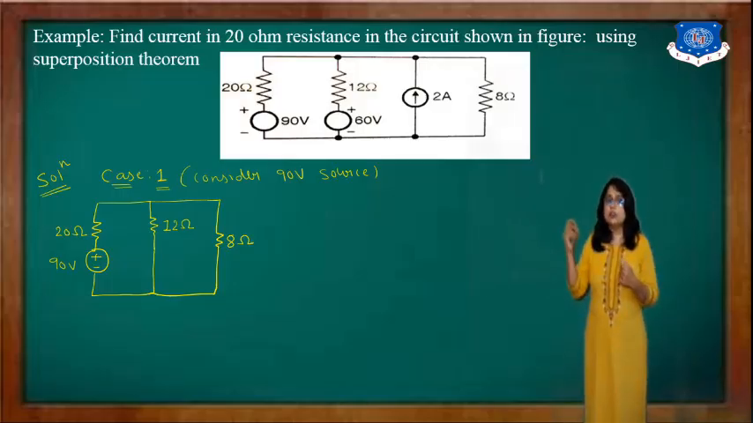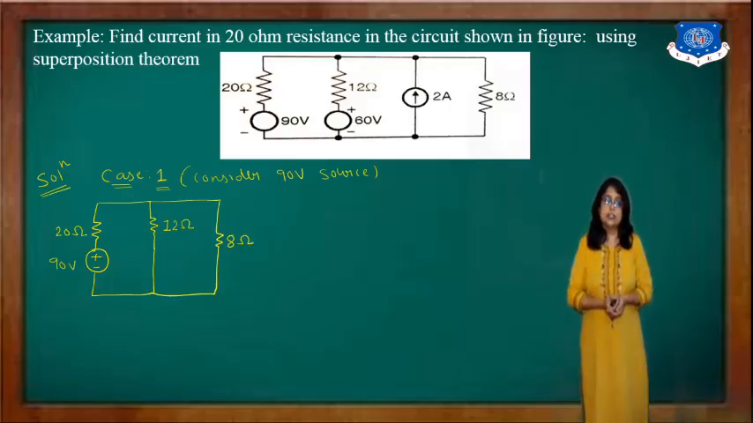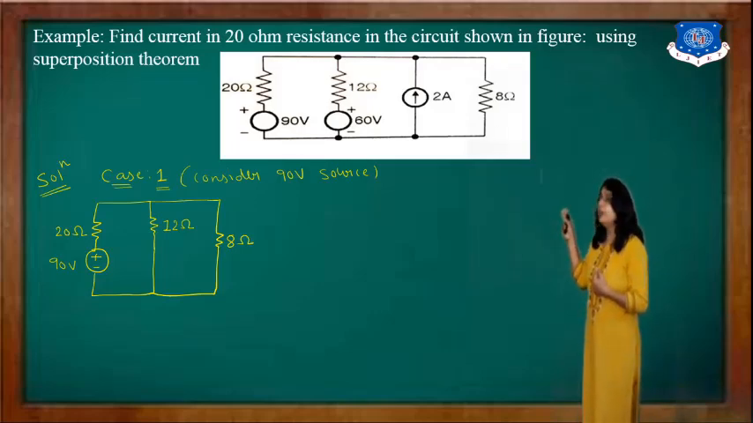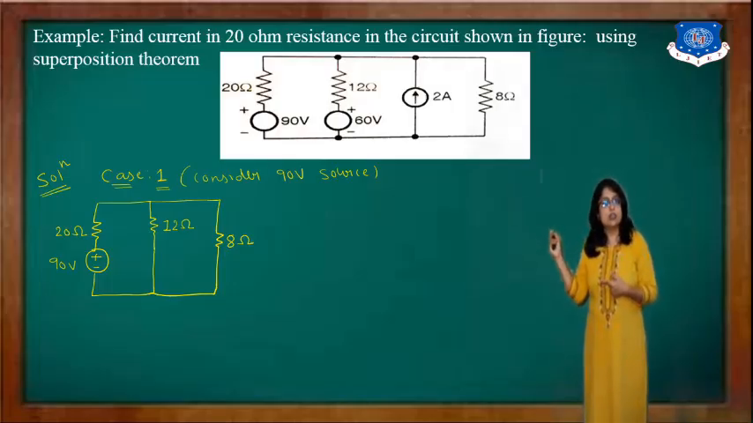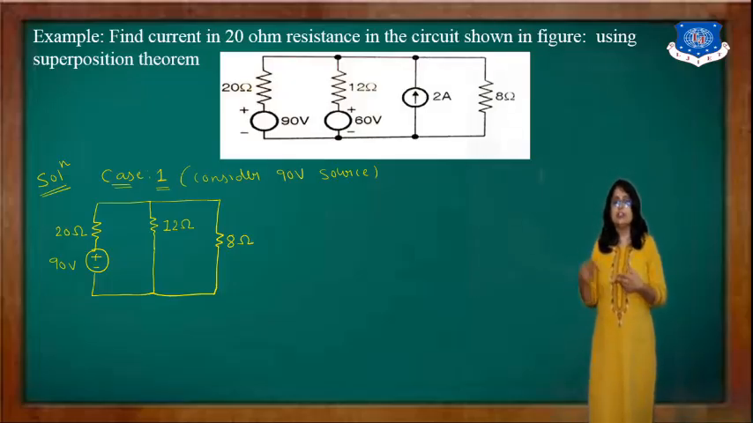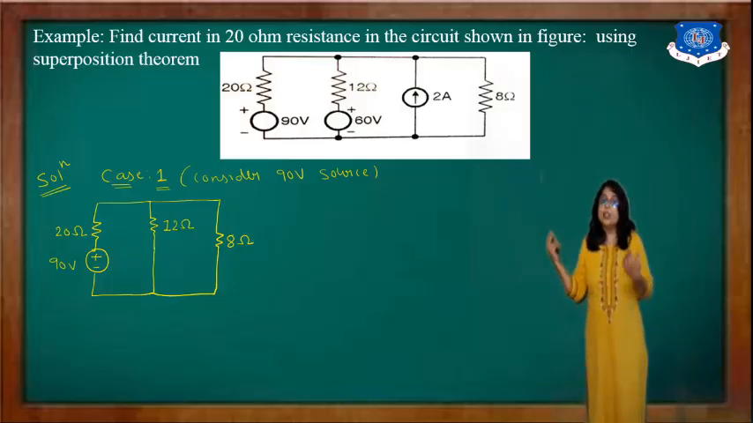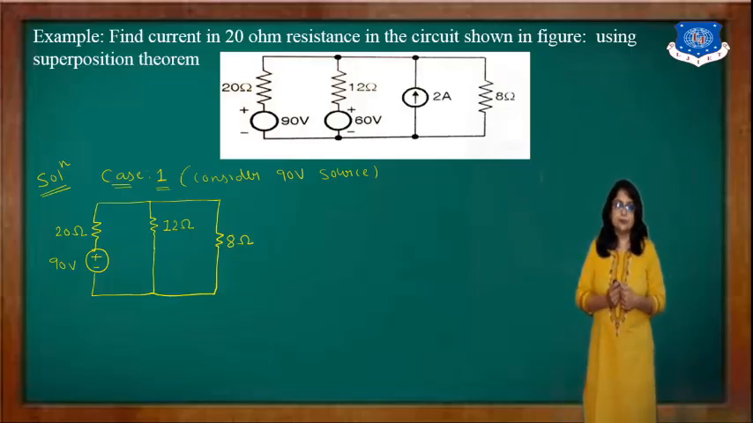And someone says, I want to solve this example with the help of mesh analysis. That is also possible. Here we have two different meshes. The first mesh current is I1, the second mesh current is I2. You just write down two different equations and solve them, then you will get the value of current I1.